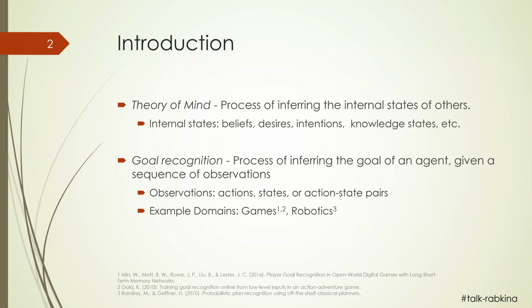It is something that we as people do all the time in all of our communication and interactions, thinking about our beliefs, desires, intentions, knowledge states, and goals. Goal recognition is a concept that's probably familiar to many of you because it comes out of this community. That's the process of inferring the goal of an agent from a sequence of observations. And observations in this case are things like actions, states, and action-state pairs. There's a lot of prior work on this that I won't have time to go into, but it's been used in a lot of domains, and there have been many different types of approaches to goal recognition.